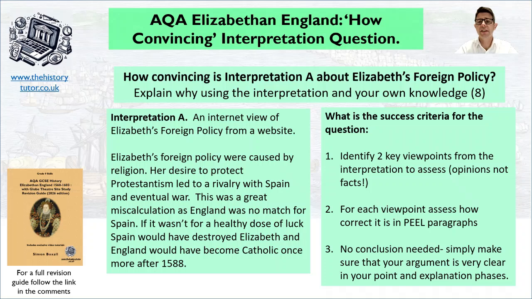Okay, so firstly we need to identify two key viewpoints from the interpretation to assess. So these are opinions about Elizabeth's foreign policy. Not facts that you see in the extract, but opinions, and then we can assess them. And then for each opinion we need to write an appeal paragraph explaining ways it is convincing and or not convincing. Okay, so we can choose what we do. We can write all of it's convincing, all of it's not convincing, or a bit of both. It's up to us as the writer to choose. No conclusions really needed. We just need to make sure in our paragraphs we are saying this is very convincing because, or this is partly convincing because, and we're giving a clear viewpoint in our answer.